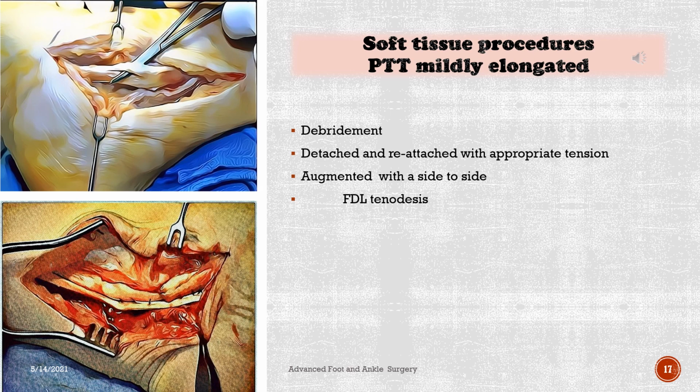Soft tissue procedures: the posterior tibial tendon is mildly elongated. Debridement, then detached and reattached with appropriate tension, augmented with a side-to-side FDL tenodesis.